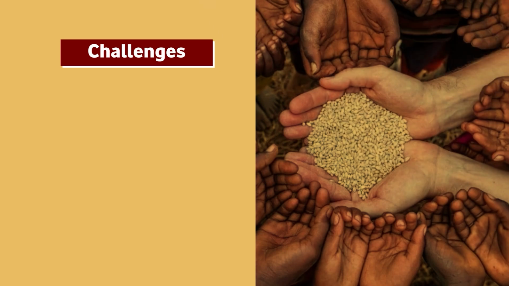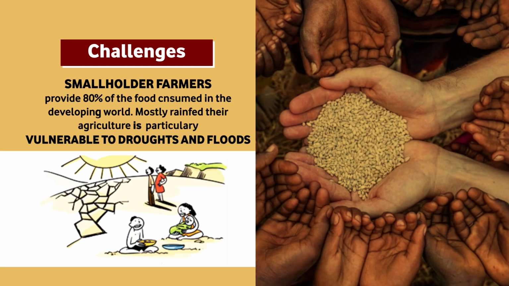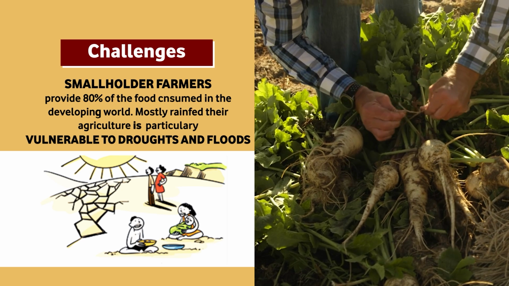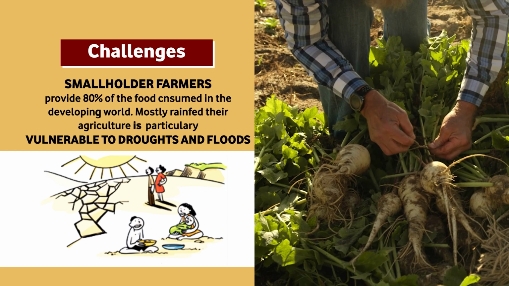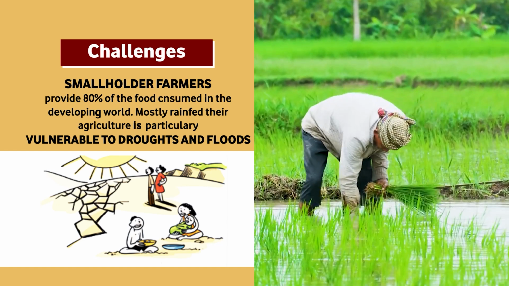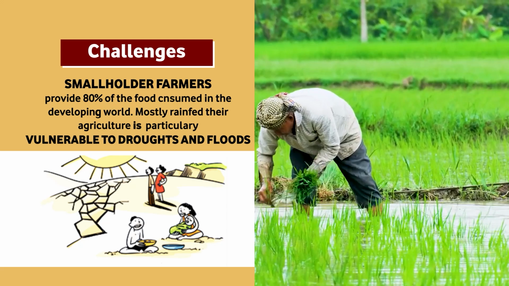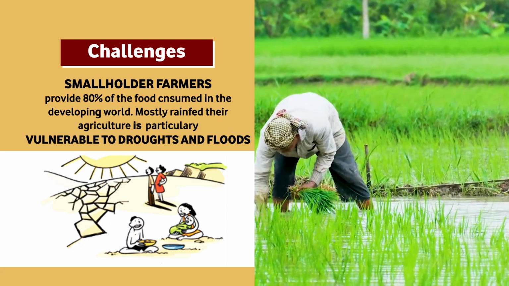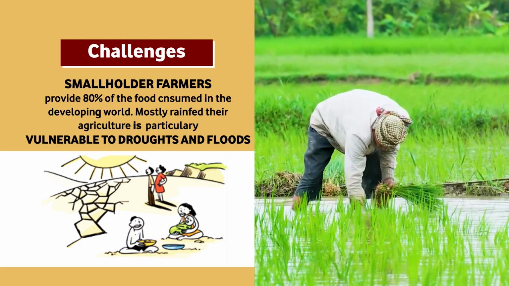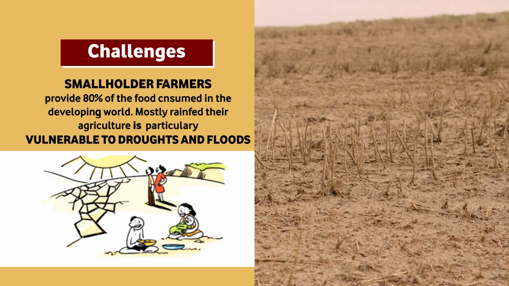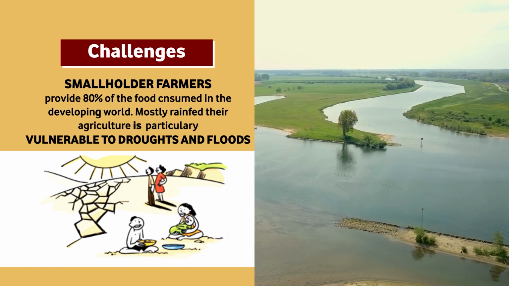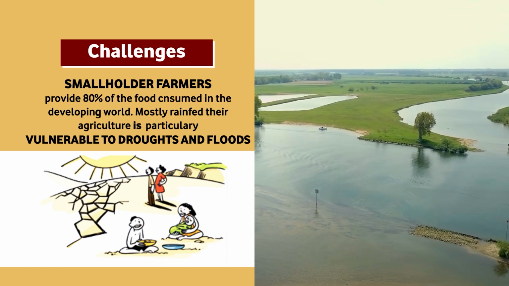In the same way, when we are talking about zero hunger and look into the food production system, most of the food production comes from smallholder farmers. They provide 80% of the food consumed in most of the developing world. All these smallholder farmers' production is from rain-fed agriculture, and rain-fed agriculture is vulnerable to natural droughts or floods.